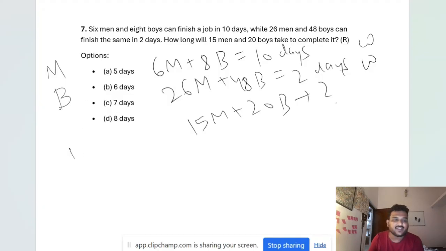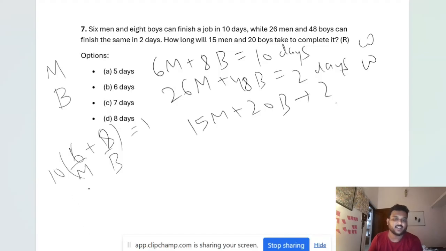If a man is taking, let's say, M days, then 1 by M is the amount of work that he does in one day, and 1 by B is the amount of work that one boy does. And since there are 8 boys, 8 into 1 by B, and since there are 6 men, 6 into 1 by M, this into 10 days will complete the work.